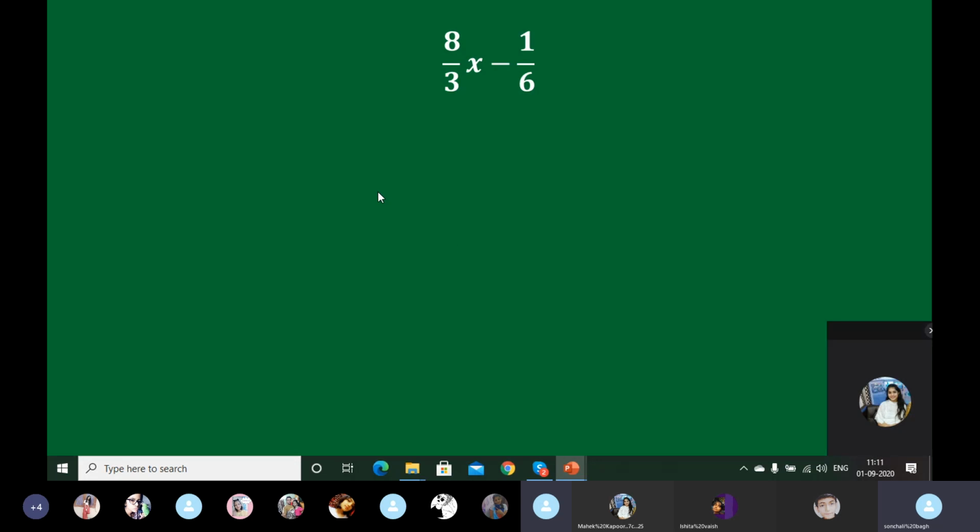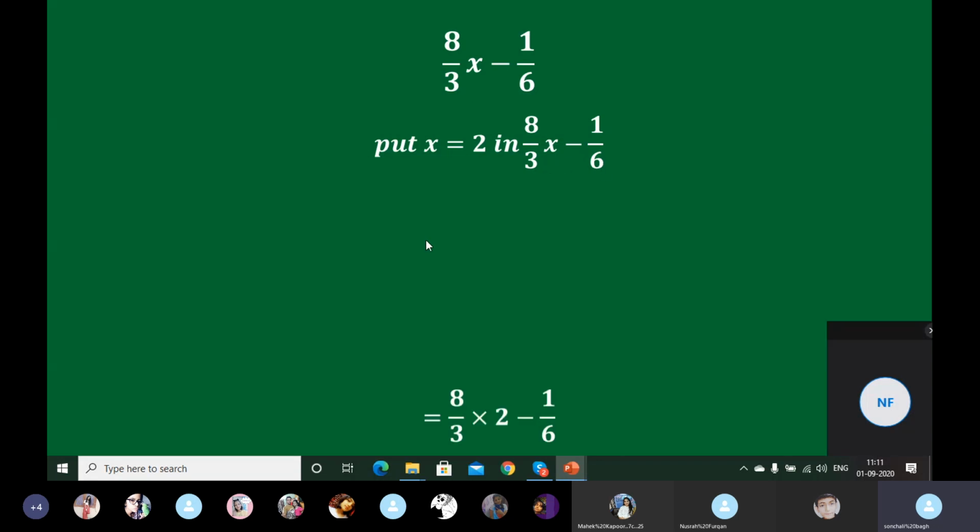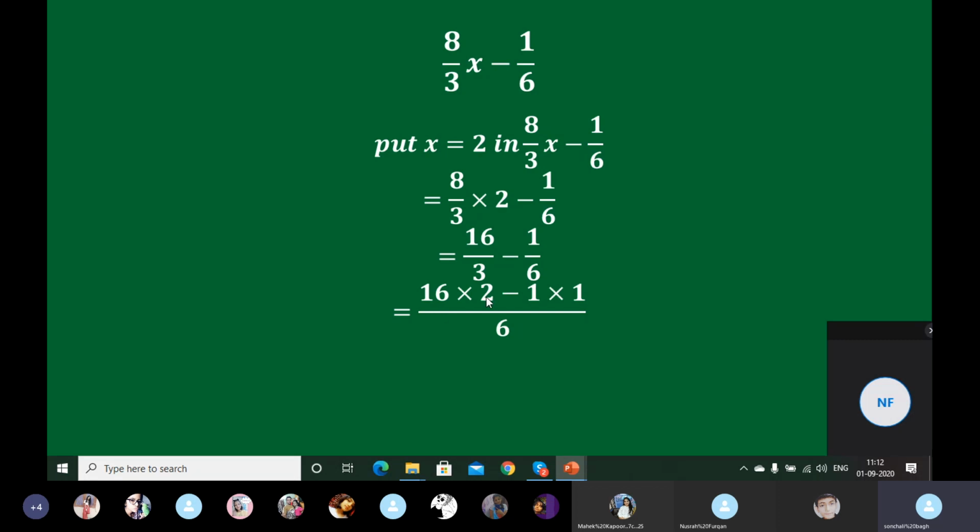Ma'am, 31 by 6. Okay, let's see whether you are correct or not. X is equal to 2, 8 by 3x minus 1 by 6. So 8 by 3 into 2 minus 1 by 6. That gave me 16 by 3 minus 1 by 6. Then take the LCM 6: 16 into 2 minus 1 into 1. 32 minus 1 gave us 31 by 6, and in mixed form that is 5, 1 by 6. Who gave the answer? Ma'am, Nusra. Nusra, very good.